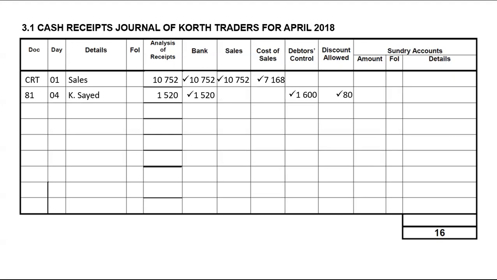Sometimes they don't separate discount allowed from debtors control. They'll normally write the heading as debtors control, then write receipts and discount allowed. If they write it that way, for the receipt you'll write 1,520, and for the discount allowed, you will write 80 rand. But when they split them like this, make sure that under debtors control, you only record the amount that was owed by the debtor before they made a payment. All right, let us move on to the next transaction.